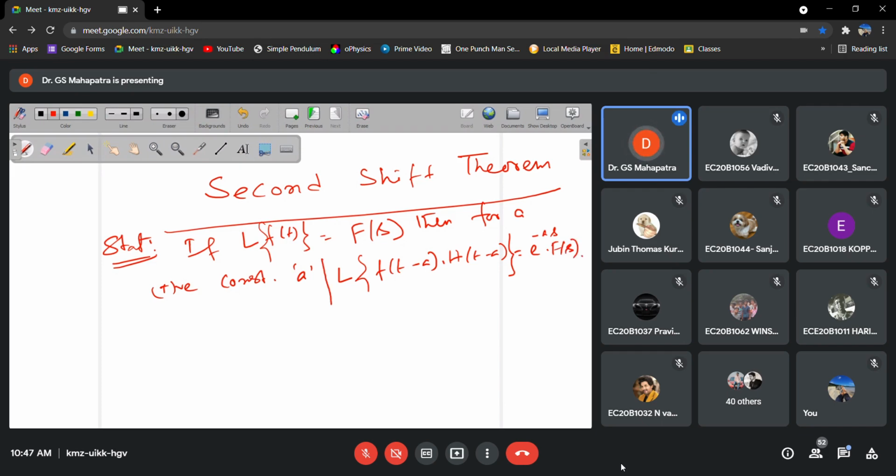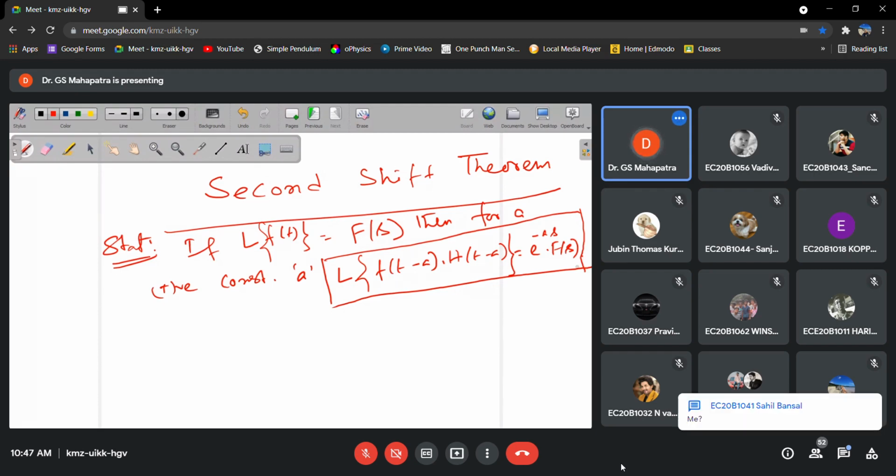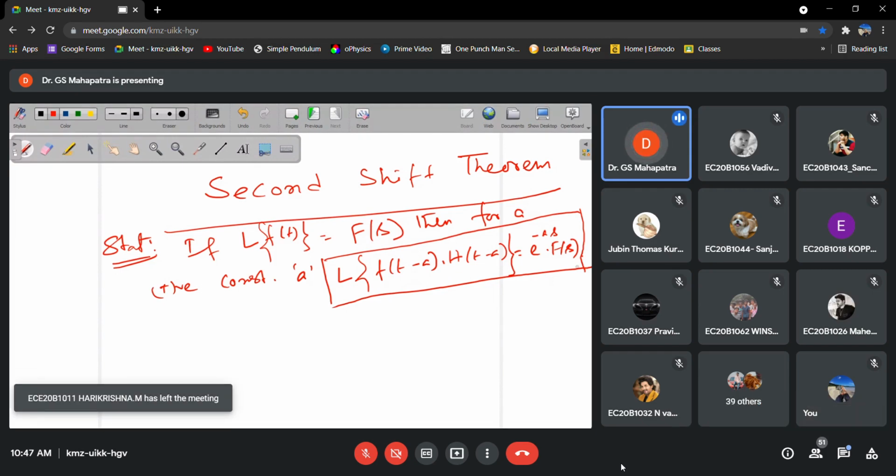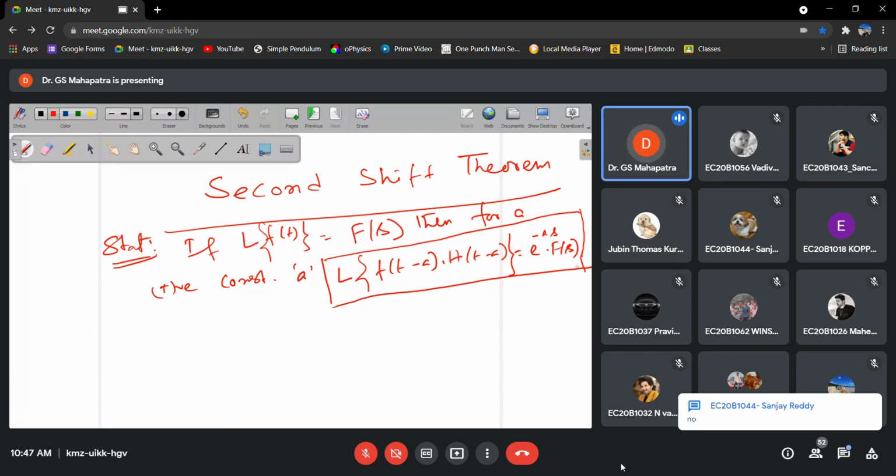So this part is very important for solving a function having unit step function form. So for f of t minus a into h of t minus a, the unit step function, the Laplace transform answer, directly from this theorem, is e to the power minus as into capital F of s. What is capital F of s? The Laplace transform of f of t.